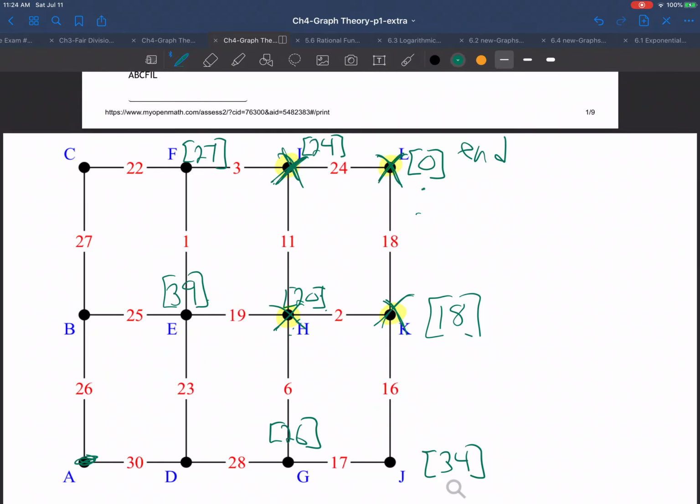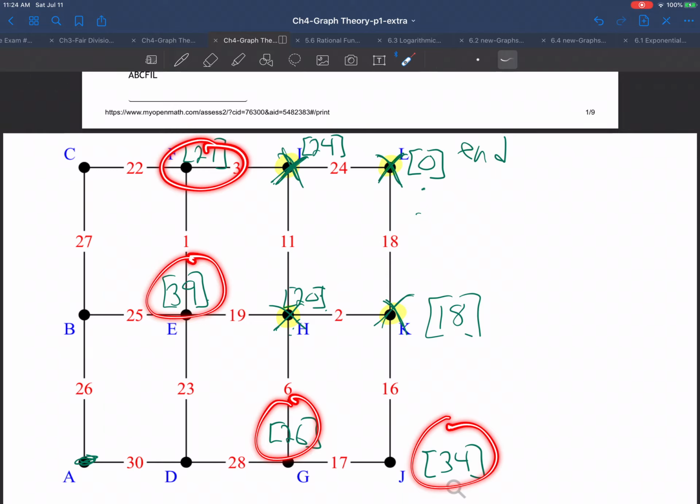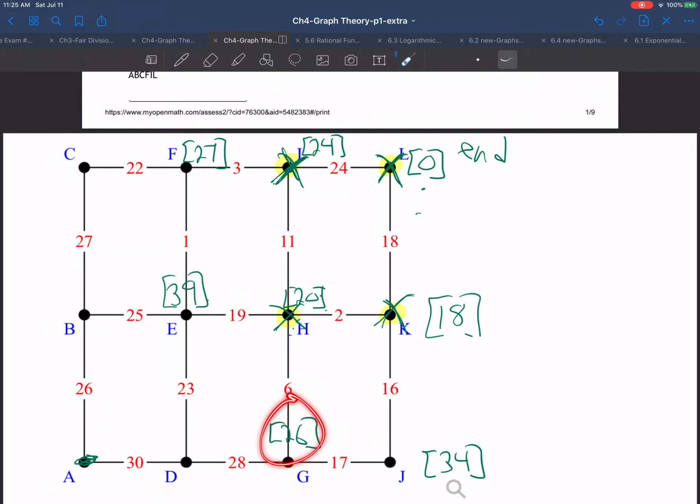All right, we need a new point. Let's look at what's available. All these are available. Which is the lowest number? I think it's G, that 26 at the bottom there. Right, that's lower than the 27, barely. So we'll go to G. G becomes current.